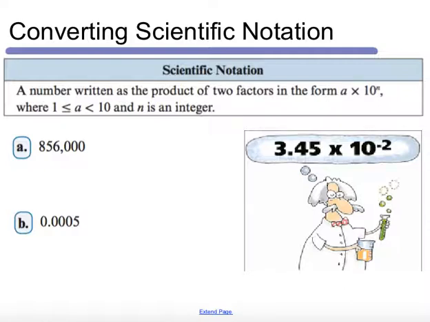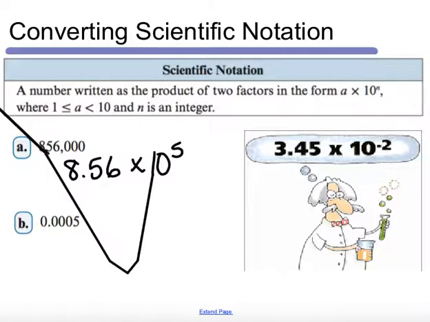Now, if we want to write something in scientific notation, we need to remember that the number in front of my power of 10 needs to be between 1 and 10. It can be 1, it can't be 10, but it needs to be something in between. So with my first one, 856,000, if I want all of this information, I can put 8.56 here. And to get to my original number, I would need to move my decimal 5 times.